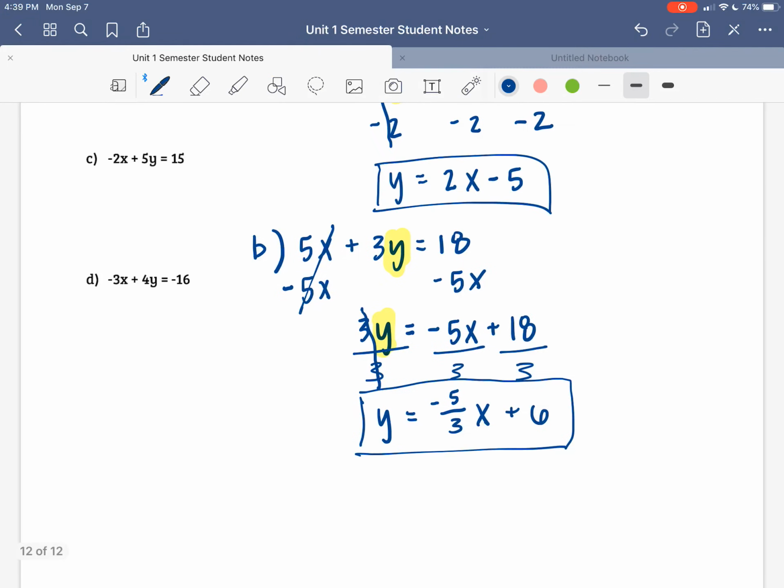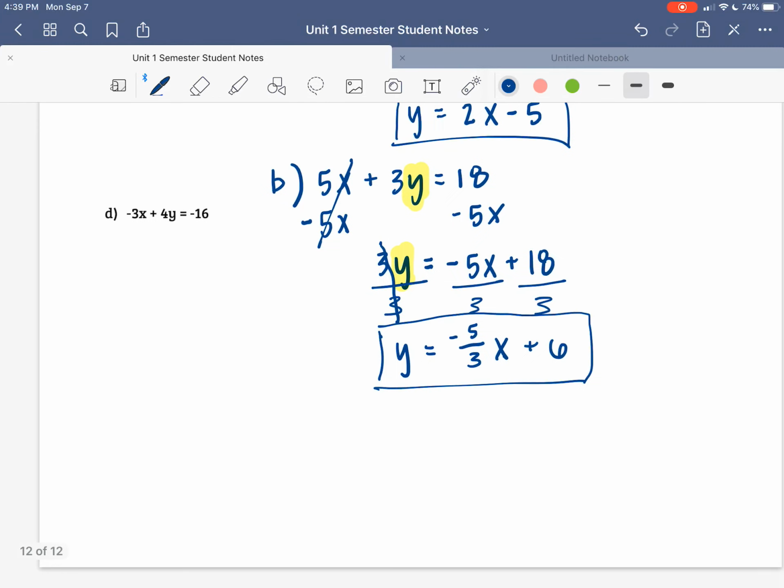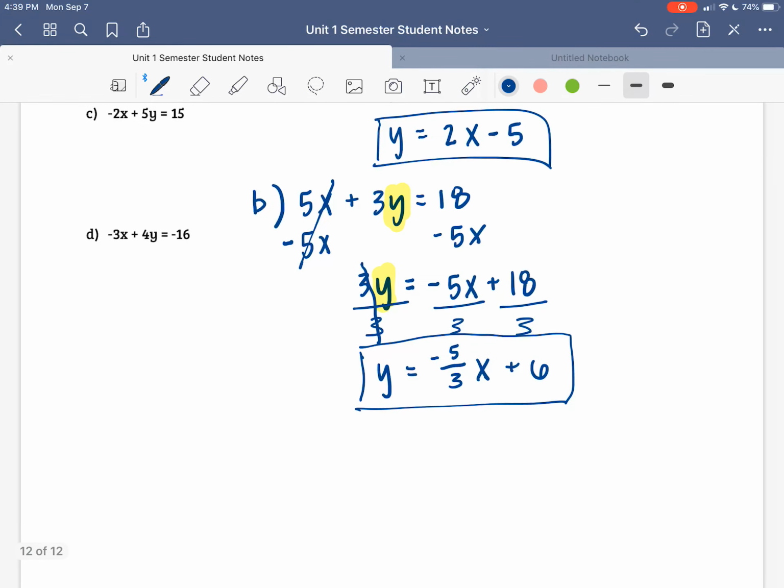All right, so this is where I would suggest maybe pausing. If you think you're getting the hang of it, you're welcome to go ahead and pause and try C and D. C is maybe a tiny bit different because we do have a negative 2x. So if you want to watch it first, that's fine, and then you can try D.